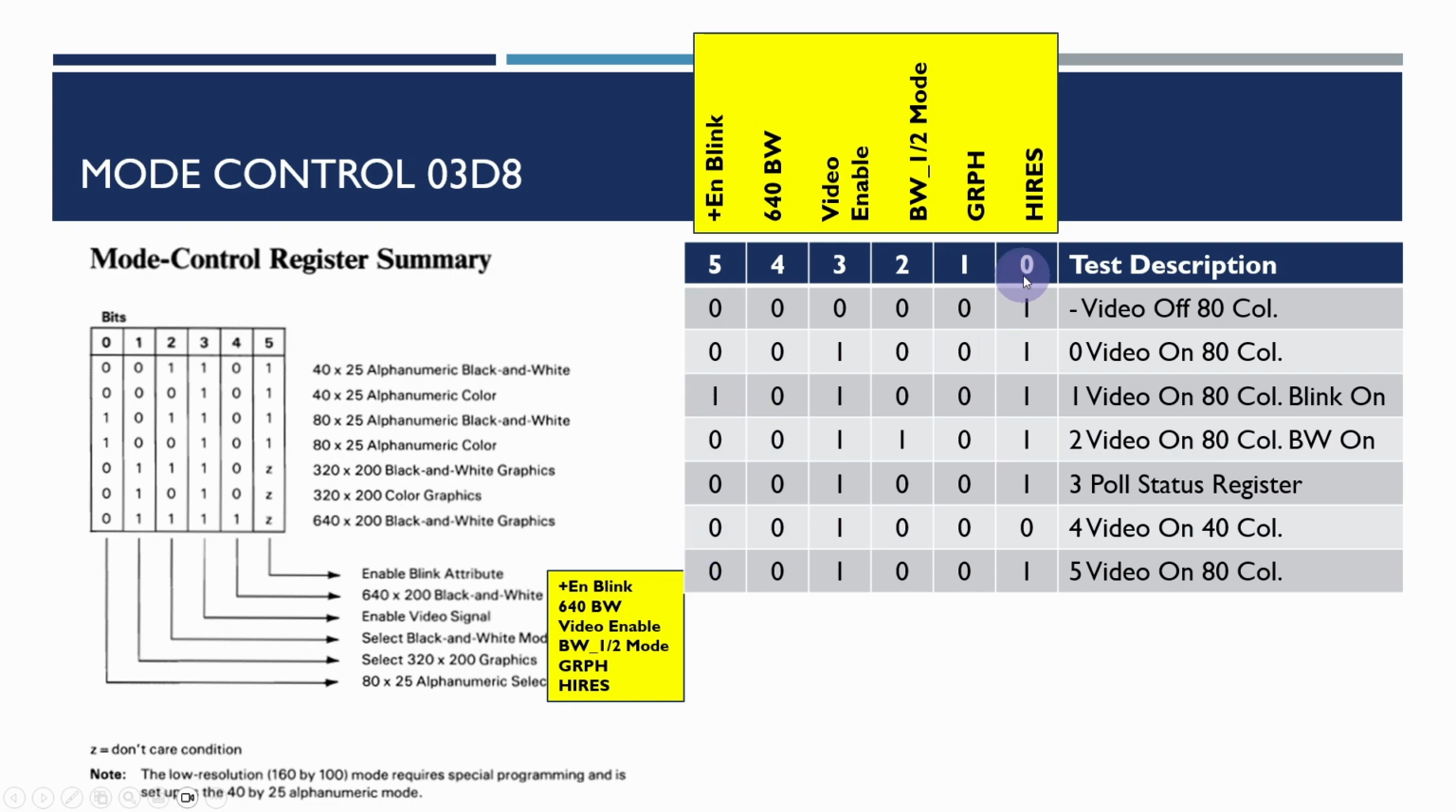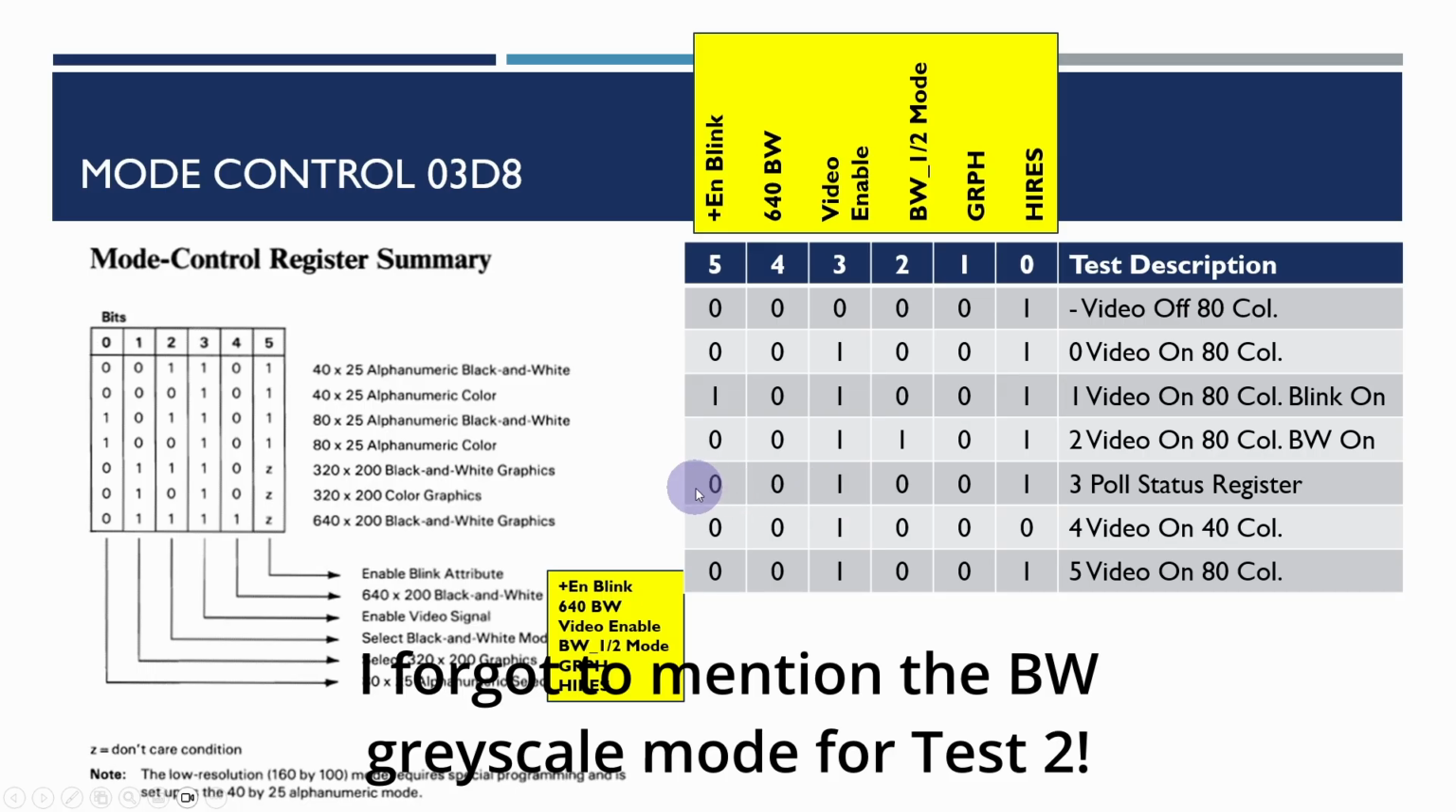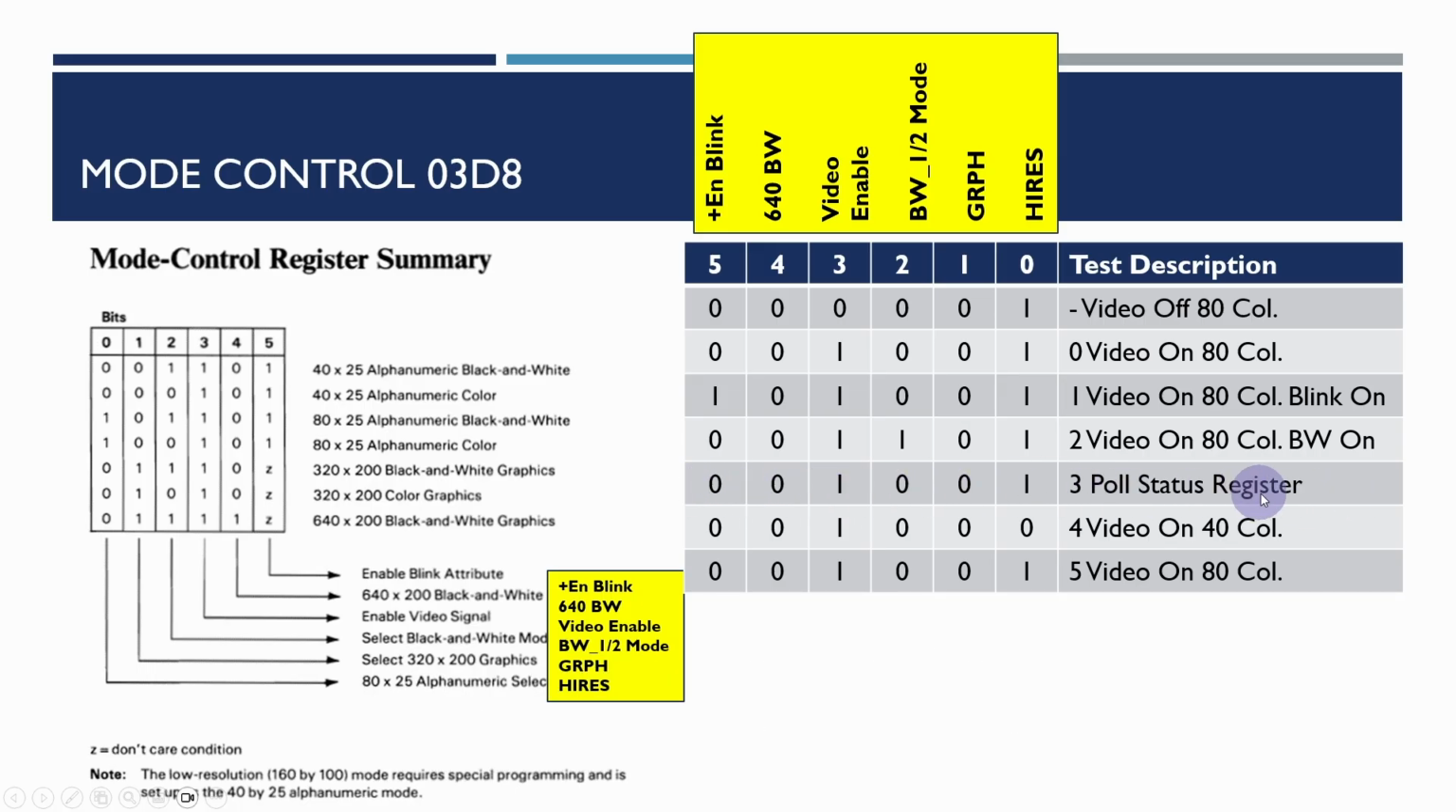You can see that the high-res bit here, which normally switches between 80-column mode and 40-column mode, is set to 80-column mode all the time, except for when we're looking at the 40-column output. And then there's another row here where the test is going to be polling the status register for a period of time, so we can see whether the status register indicates when the display enable and the vertical sync periods are occurring.